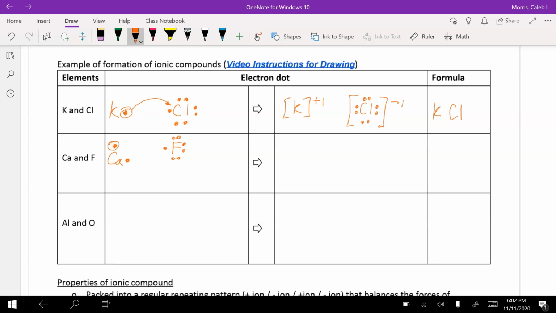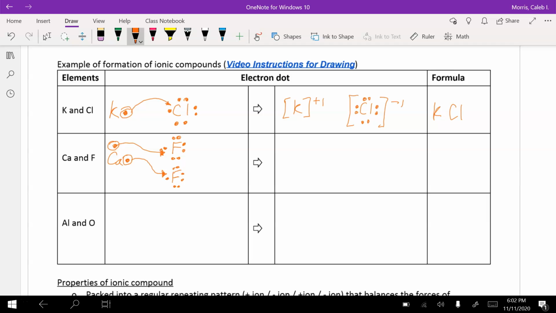Well, calcium could give fluorine 1 electron. Calcium still doesn't have an outer shell that's full, so it needs to give away 1 more electron. If this happens, and you still have 1 more electron to give away, there will be another fluorine atom that shows up, and calcium can give that electron to the other fluorine atom.